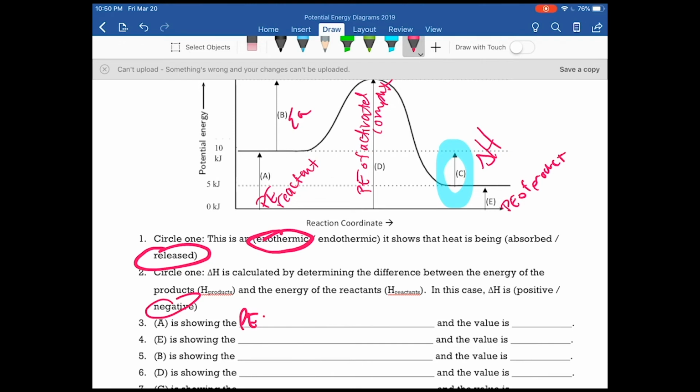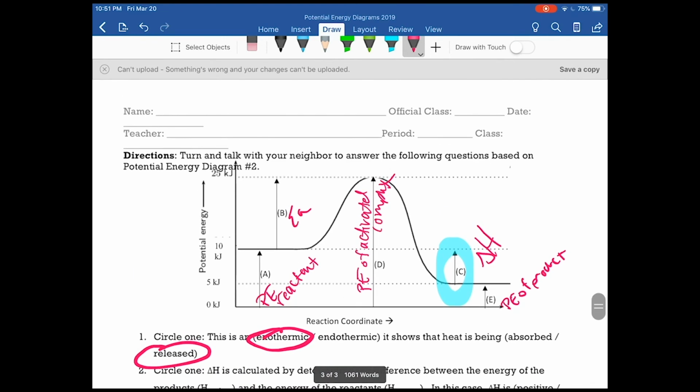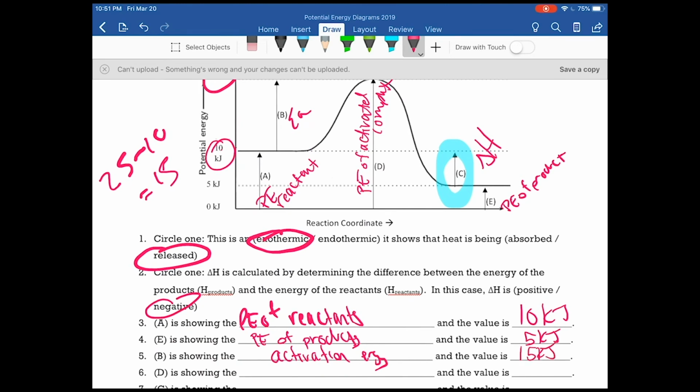A represents PE of your reactants, and the value of that, if you follow to the y-axis, is 10 kilojoules. E is your PE of your products. Follow the dotted line. It is 5 kilojoules. Again, nothing that we've talked about so far has changed from the original example. B represents the activation energy. Again, you want to figure out where you start and the very peak. So it's 25 minus 10, which gives you 15.